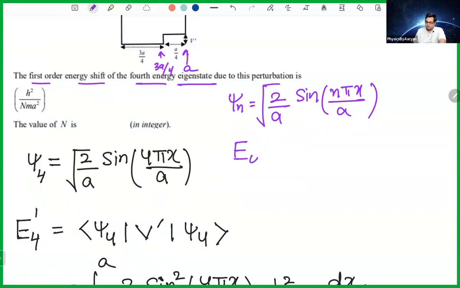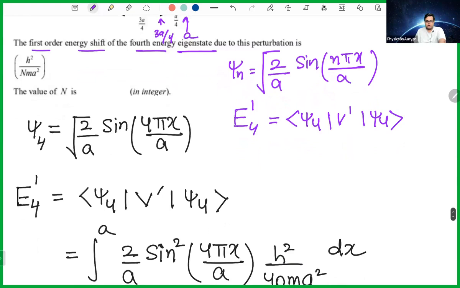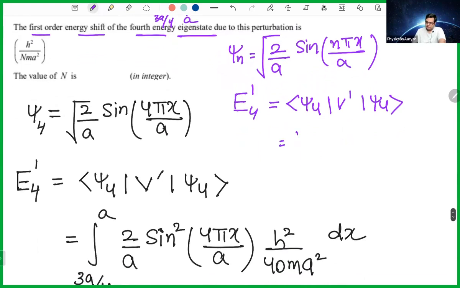You have to find the perturbation in the fourth state, and you have to find the first order perturbation. So I write 1 here. So how do you calculate that? Phi 4, then you write the perturbation, and then you write phi 4 again. Okay. So how do you write this thing? In the wave function approach, you write this as integral of phi 4 star V dash phi 4 dx.